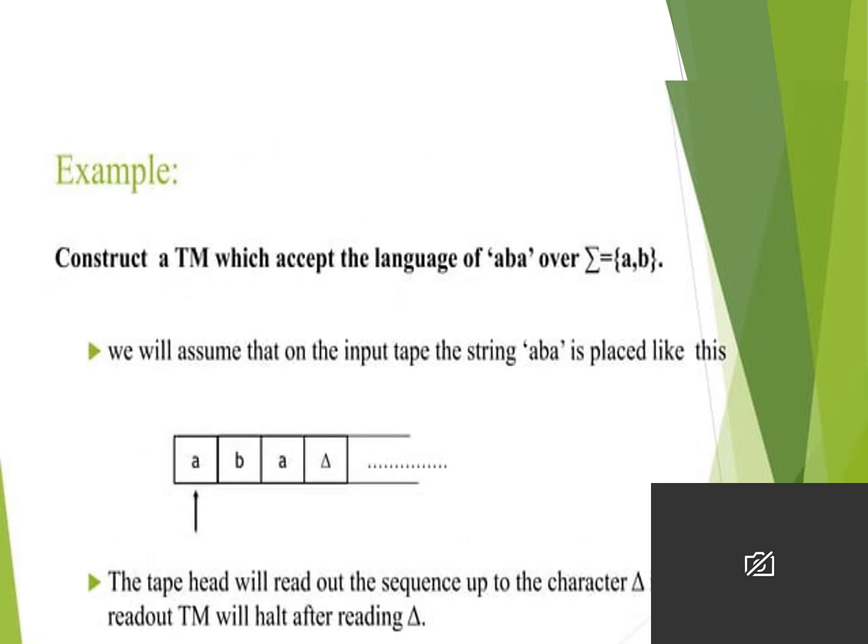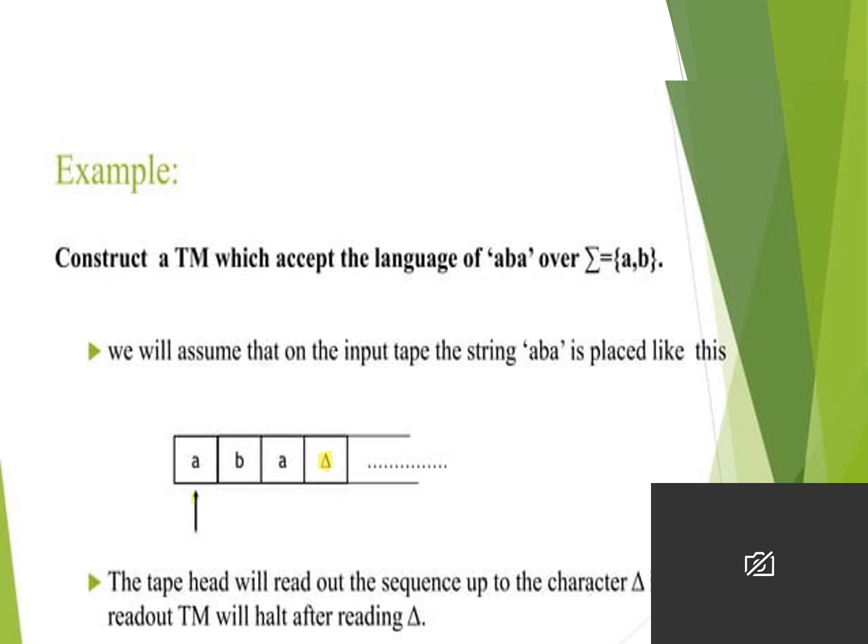Here we are taking one example. Construct a Turing machine which accepts the language ABA over the given input alphabets A and B. Let us assume that the input string ABA is placed like this in the tape: ABA. This delta symbol represents a blank, that is the end of the string, or where we have to halt. We represent that by using the blank symbol.